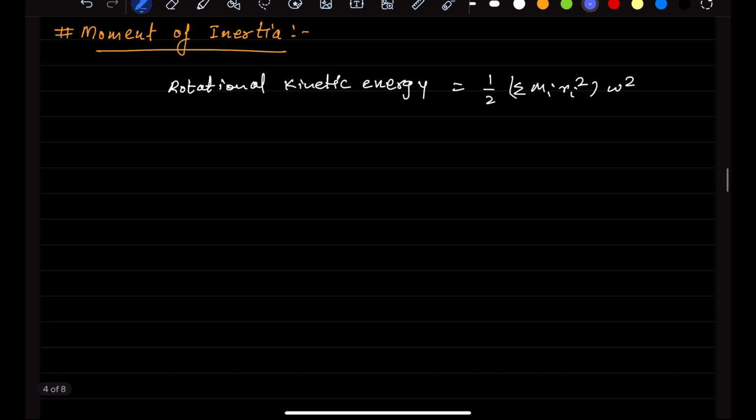As we know that the kinetic energy of a particle or of a body which is in translation motion is half mv square. So half is there in both of the equations. And because it is a rotational motion, instead of a linear velocity there is the angular velocity.